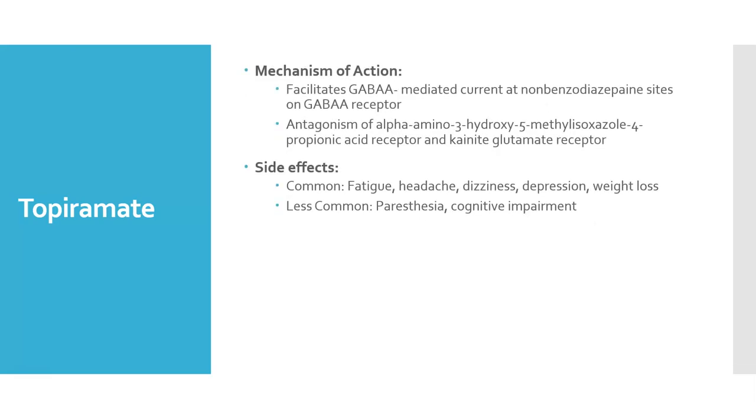Topiramate. This drug should not be stopped suddenly because of a high risk of relapse. It facilitates GABA-mediated current at non-benzodiazepine sites of GABA receptors. It is an antagonism of alpha-amino 3 hydroxy 5 methyloxide 4 propionic acid receptor. Am I going to ask you to know that? No. Some of the side effects of topiramate: fatigue, headache, dizziness, depression, and weight loss.